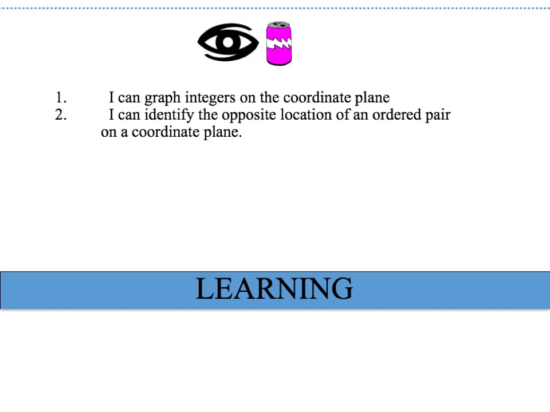This lesson has two sets of I can statements. The first one says I can graph integers on the coordinate plane, and the second I can statement says I can identify the opposite location of an ordered pair on a coordinate plane.